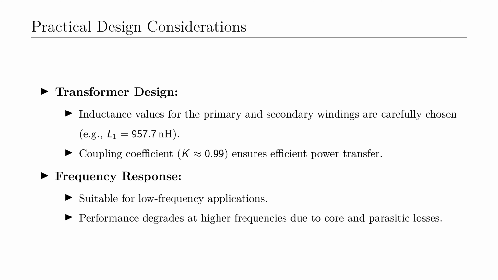Practical design considerations for transformer baluns include transformer design. The inductance of the windings is crucial. For example, the primary inductance may be 957.7 nanohenries. A coupling coefficient close to 0.99 ensures efficient power transfer. Frequency response: optimized for low-frequency applications. Performance deteriorates at higher frequencies due to core losses and parasitic effects.